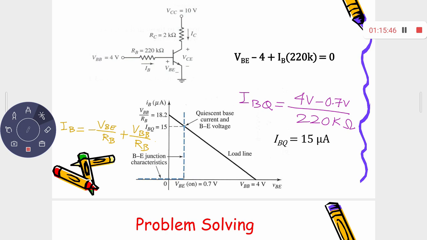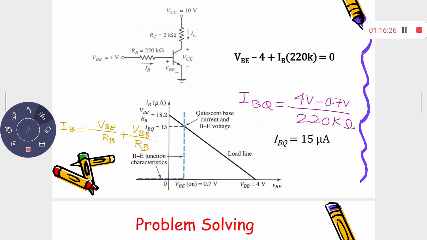So what do I need to do? See, VBE equal to 0.7, you know 15 microampere will be my current. So you have to change RB. You have to increase RB so that the current drops. So IBQ is already close to the saturation region, on the edge now. Because VBE is 0.7, it's always 0.7. It's not on the saturation, but close to that. The maximum is 18.2, and you have to place it in the middle.